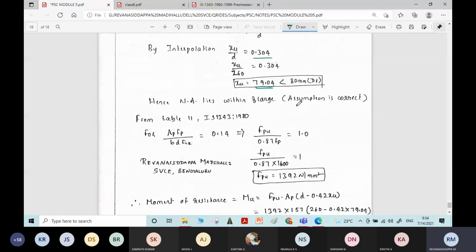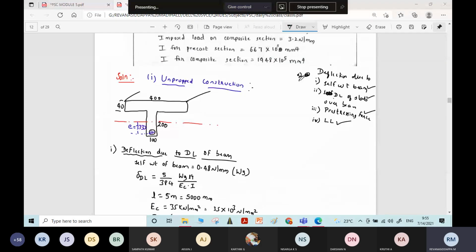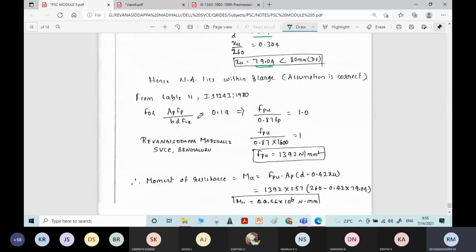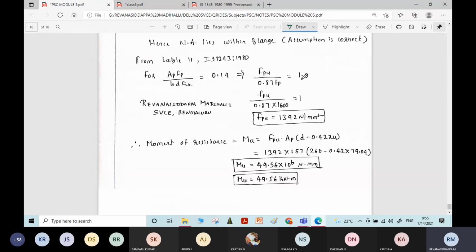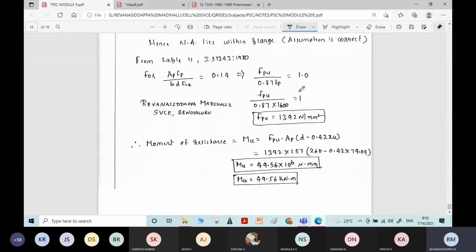So we can calculate the flexural strength now with the same assumption. From the same Table 11, I have calculated one more ratio, that is FPU divided by 0.87 FP, corresponding to the 0.14 value of AP FP divided by BD FCK. I got it as 1. The ultimate tensile strength FP, 1600, is given in the problem. Substituting, you will get FPU.